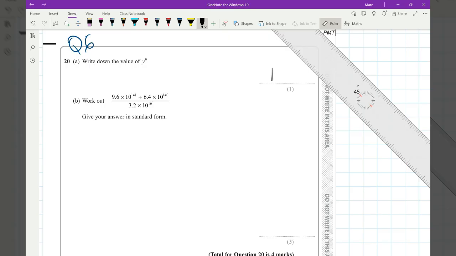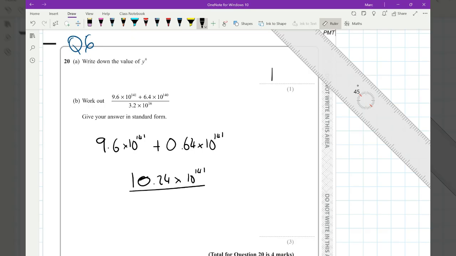Okay. 9.6 times by 10 to the power of 141 plus 0.64 times by 10 to the power of 141. So I've made this number 10 times smaller and this number 10 times bigger. And then if we add them together, we get 9.6. No, we don't. 9.6 plus 0.64 gives me 10.24, 10 to the power of 141.